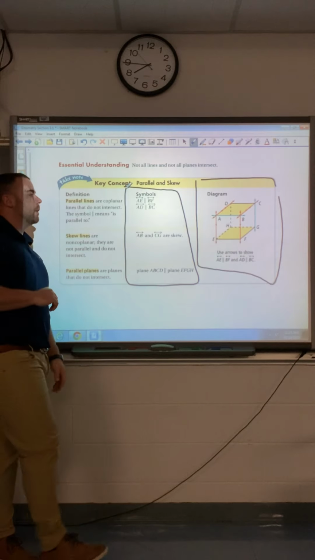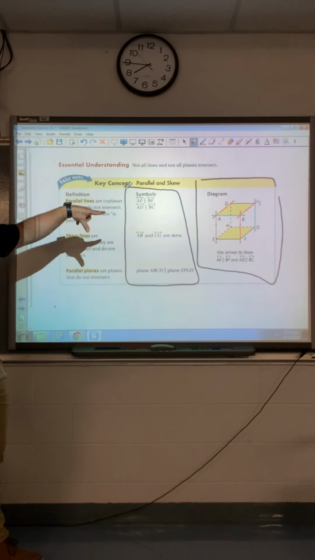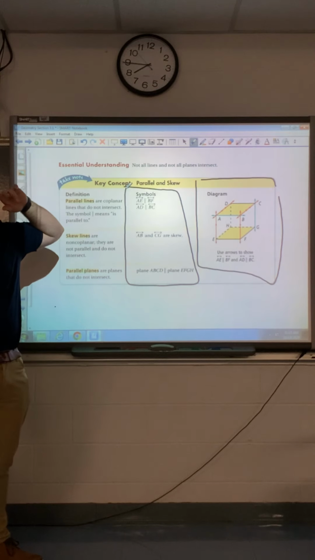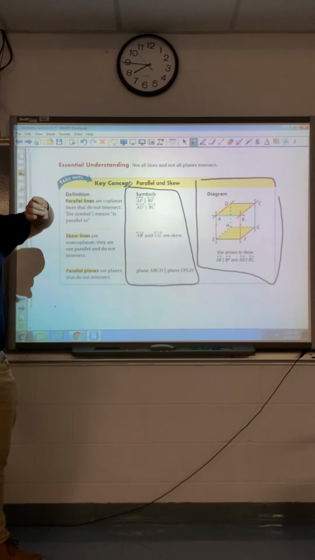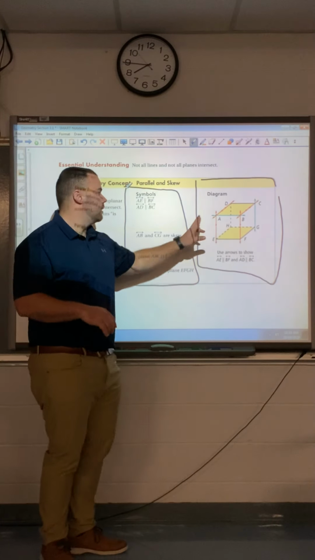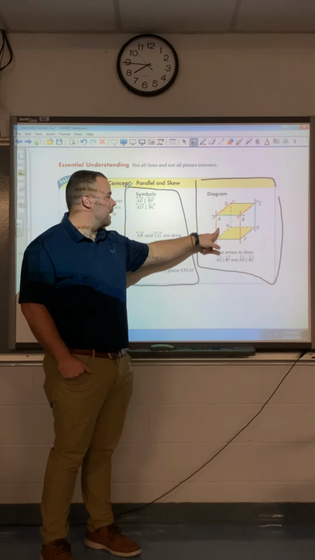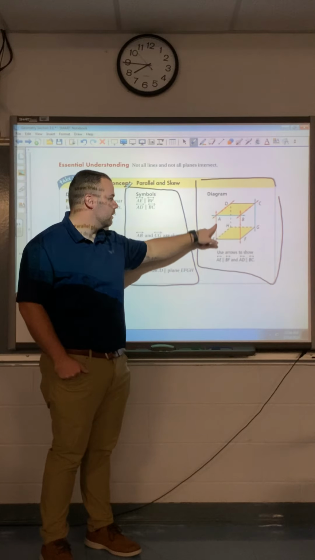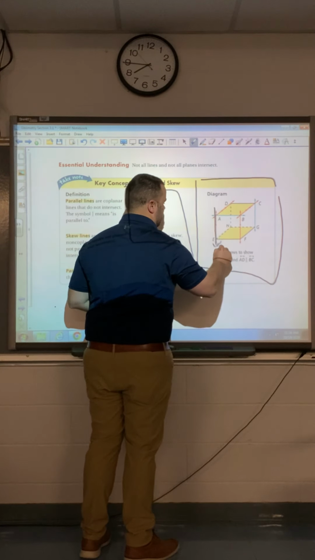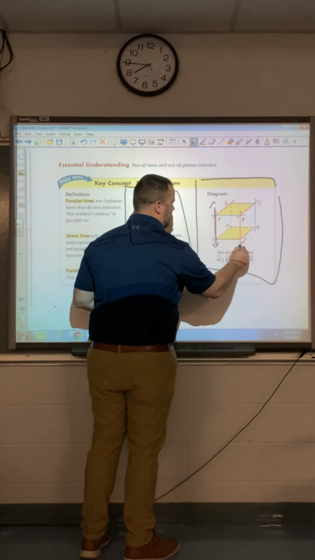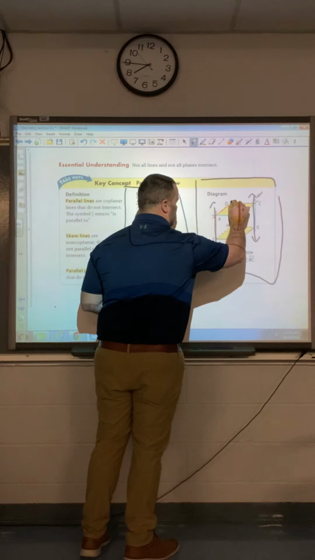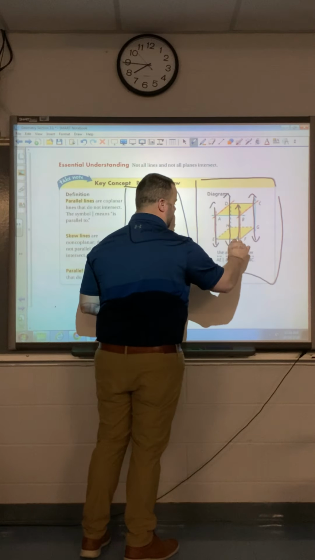So in this figure, how many sets of parallel lines do I have? There's more than 8. Which lines in here are parallel to AE? So this line right here, BF, CG, DH. This one is parallel, this one is parallel, and this one's parallel. Aren't all those parallel to each other?